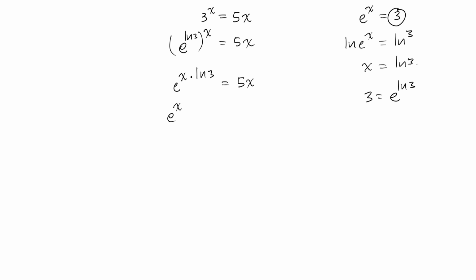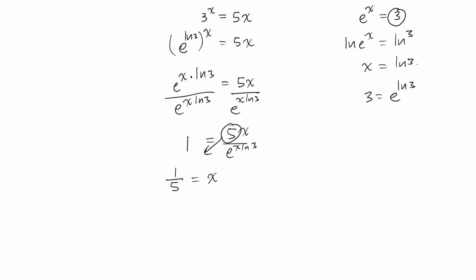So instead, let's rearrange. I'm going to divide both sides by e to the power x ln of 3. So this is going to be 1 equals 5x over e to the power x ln of 3. Now I'm going to take the 5 across because I need one side to be a constant. So 1 over 5 is going to equal x, and now I'm going to bring the e to the x ln of 3 up to the top. So I'm going to have e to the power minus x ln of 3.